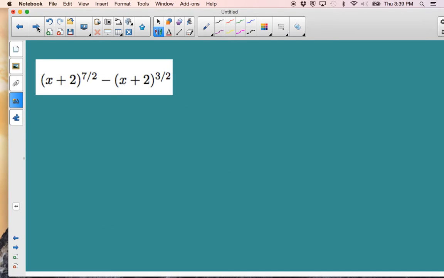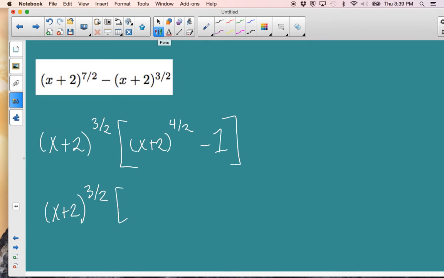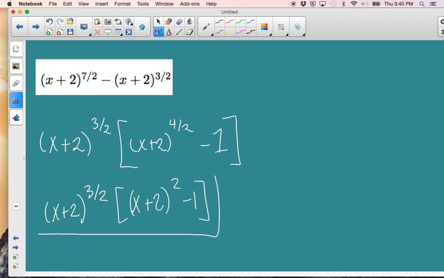Okay, almost last problem here. So, smallest exponent between 7/2 and 3/2 is 3/2. So I'm going to factor out x plus 2 to the power of 3/2. From my first term, you're going to be left with x plus 2 to the power of 4/2. 3/2 plus 4/2 is 7/2. And then minus 1. Okay, because when you factor the whole term out, there's still a 1 left. And just simplifying, you get x plus 2 to the power of 3/2 times x plus 2 squared minus 1. We'll just leave it there.